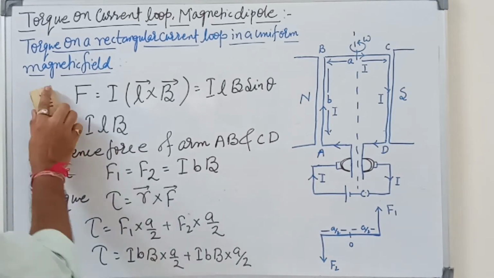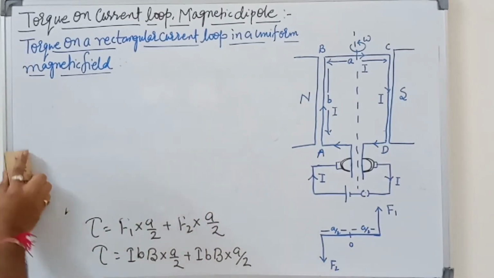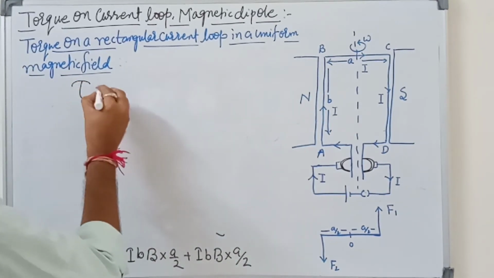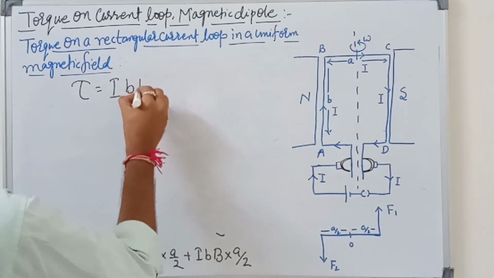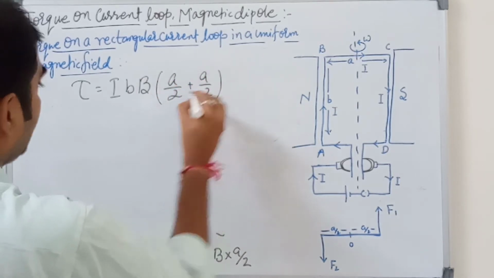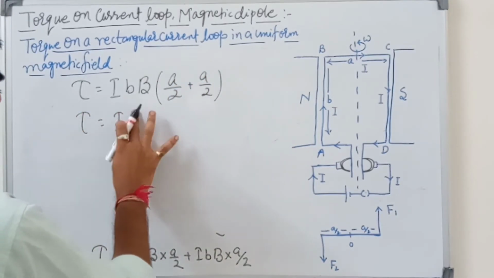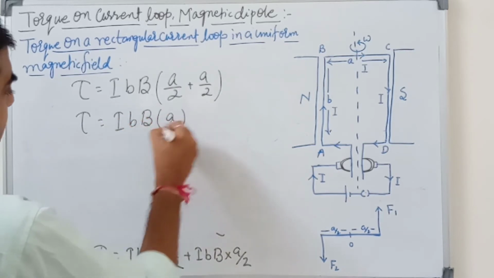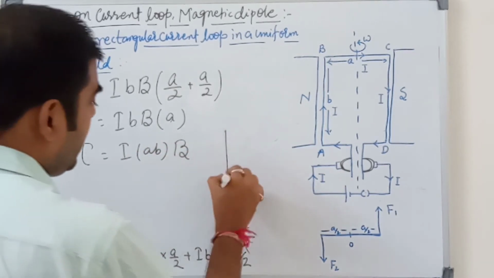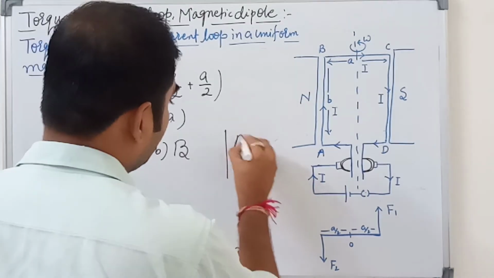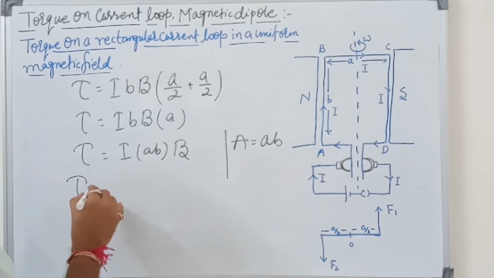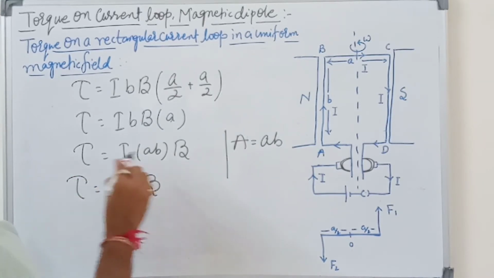And now the next point is very clear. So tau is equal to IbB, common a by 2 converts to a. So tau is equal to IabB, and here tau is equal to I ab B. Now ab is the area of the rectangle, denoted by capital A. So now torque tau is equal to IAB.